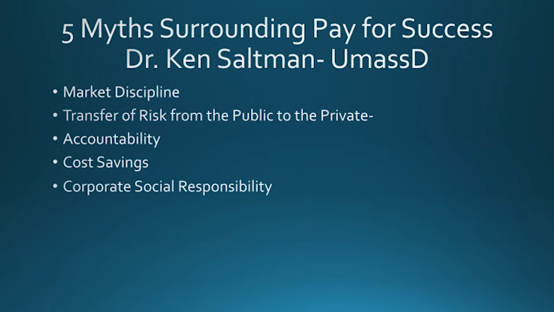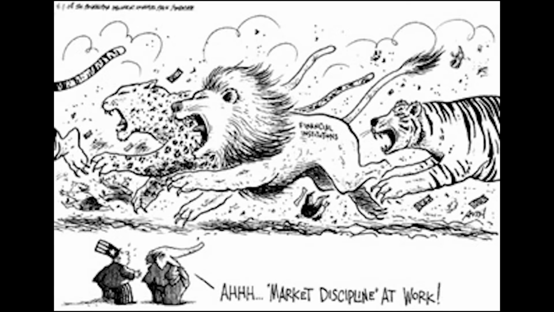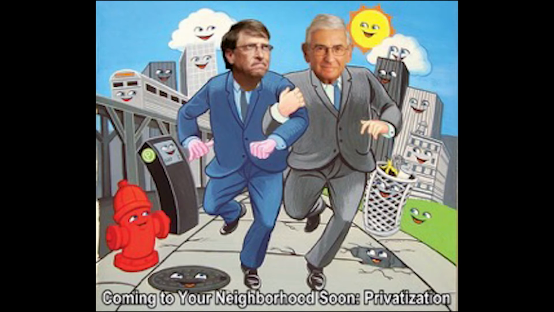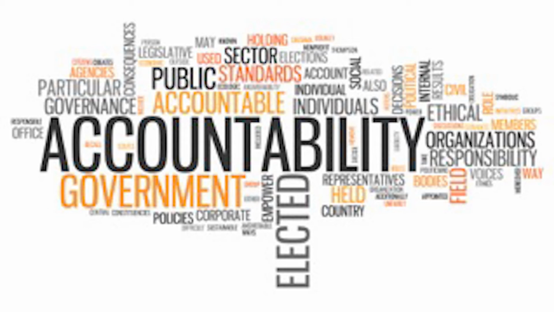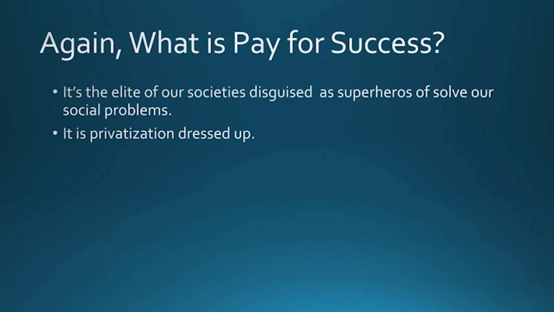According to Dr. Ken Saltman of the University of Massachusetts Dartmouth, there are 5 myths surrounding pay for success. Number 1, market discipline. Number 2, transfer of risk from the public to the private. Number 3, accountability. Number 4, cost saving. And number 5, corporate social responsibility. Again, what are social impact bonds and what is pay for success? It's the elite of our societies disguised as superheroes to solve our social problems. It's privatization dressed up. Thank you.